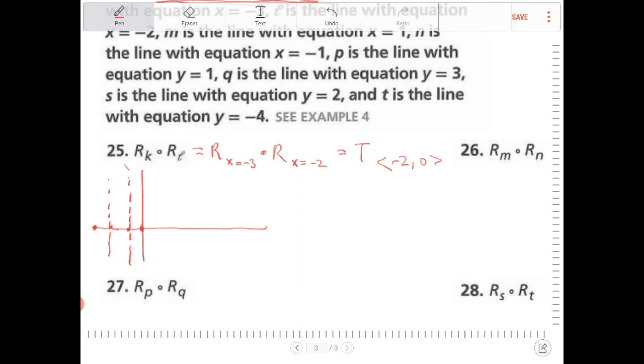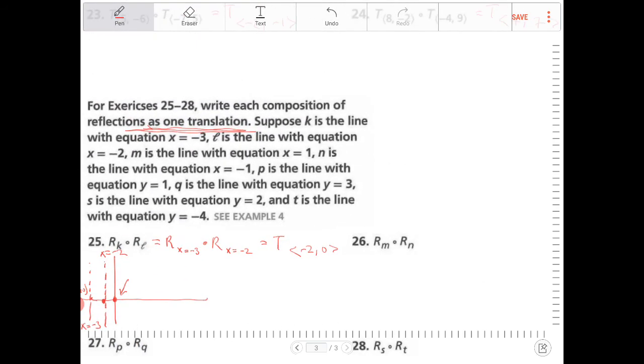Right? So one more time, if this is x equals negative 2 and this is x equals negative 3, if my original point was at 0, 0, if I reflect it over line x equals negative 2, I'll end up at negative 4 comma 0. And if I reflect negative 4 comma 0 over line x equals negative 3, I'll end up at negative 2 comma 0, which is a translation of just negative 2.